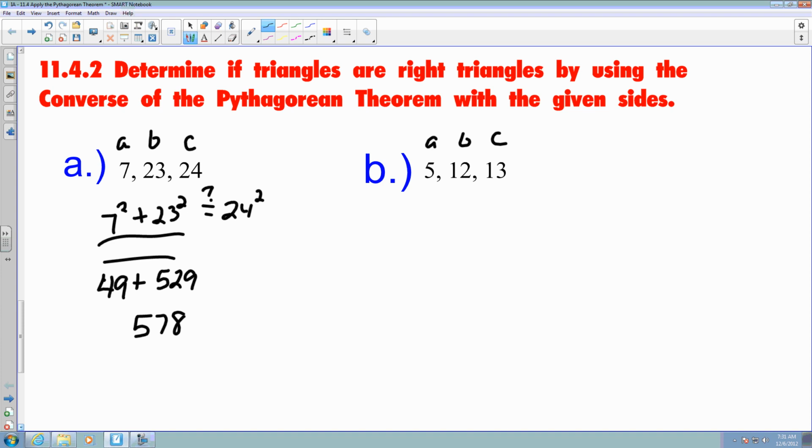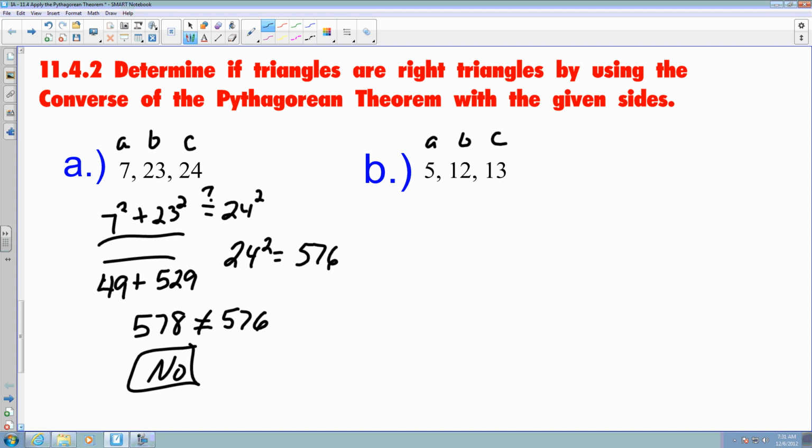Now I need to see if 24 squared equals 578. And 24 squared comes out to be 576. So I can determine that 578 does not equal 576. So for A, this is not a right triangle, so I would just put no. It cannot work.